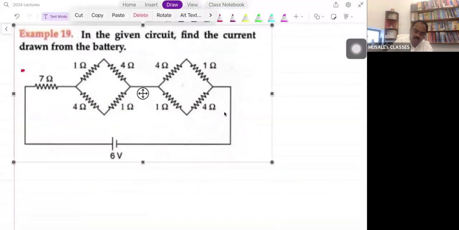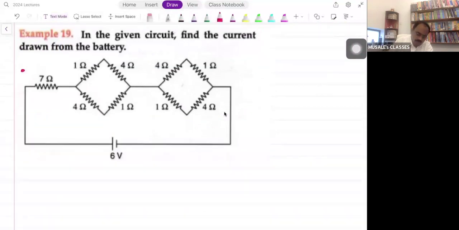I will consider this. Consider this as point A, this as point B, this as point C, this as point D. I'll consider this as B, this as C, this as D, this as E, this as F, this as G, this as H, and this as I. We'll consider the points like this.